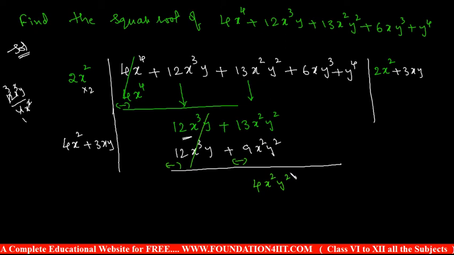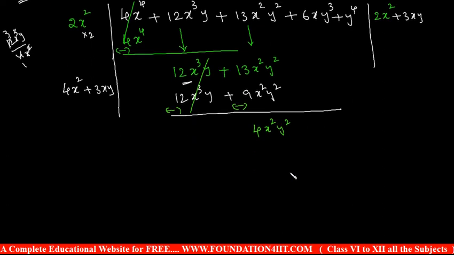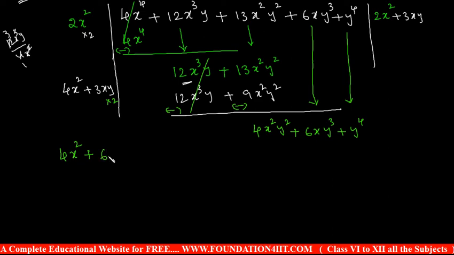Take the next two terms down, because we require two more terms, plus 6xy^3 plus y^4. Now the previous 2x^2 I doubled to get 4x^2, which stays as it is. The term added extra should be doubled and written in the next place every time. So 3xy into 2 is 6xy.